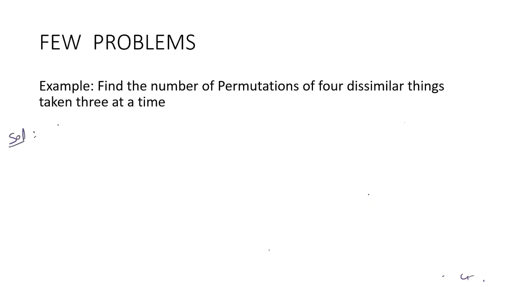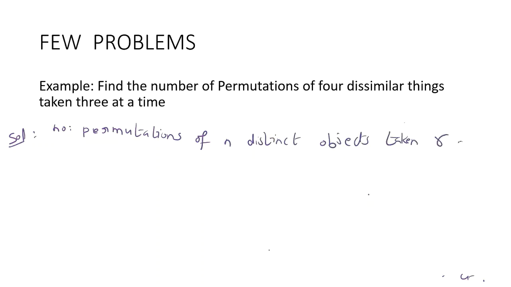The formula that we have is: the number of permutations of n distinct objects taken r at a time is nPr, which is equal to n factorial upon (n minus r) factorial.